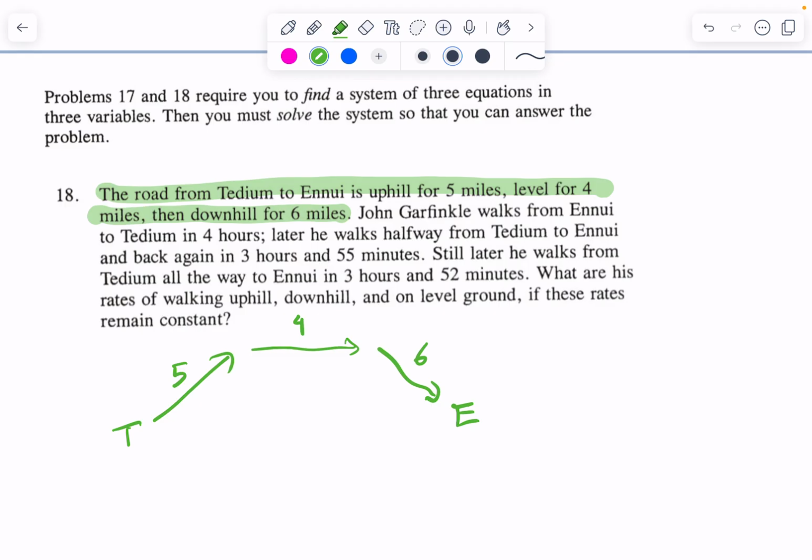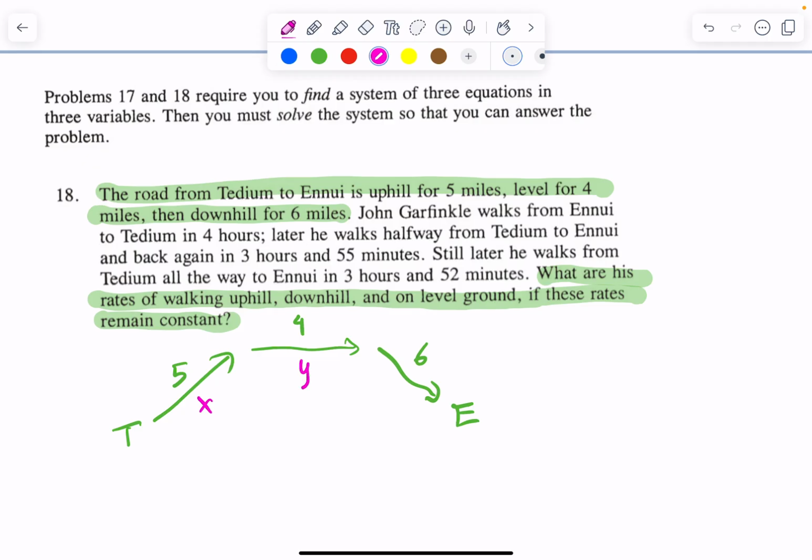And it says at the end, what are his rates walking uphill, downhill, and on level ground, or if they remain constant? Okay, so let's label this. Let's call this rate X, this rate Y, and this rate Z. So the uphill speed is X, the flat speed is Y, and the downhill speed is Z. These are all rates.